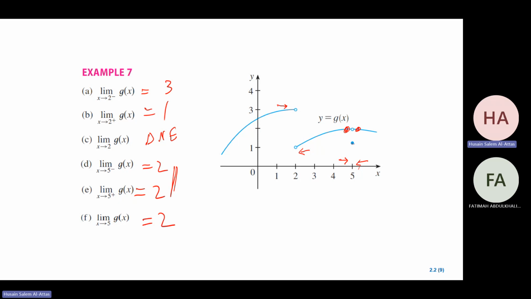I think this explains everything here. And these are the solutions. Okay, I don't care about G at 5.